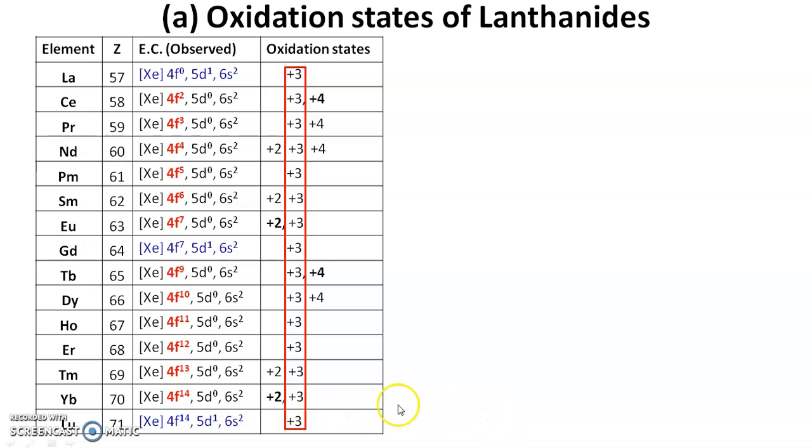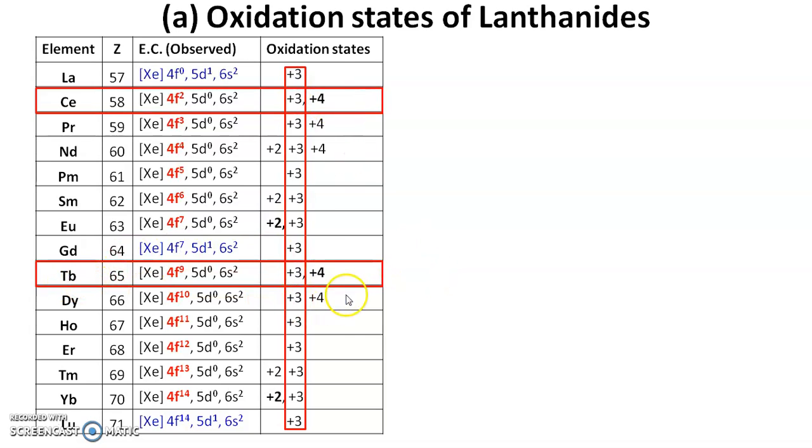Now in addition to +3, some lanthanides show stable +4 and +2 oxidation states. For example, cerium shows +4 oxidation state as a stable oxidation state. The reason for this is when cerium loses 2 electrons from the 6s orbital and 2 electrons from the 4f orbital, then its configuration will be 4f0, 5d0, 6s0. That is, it acquires the xenon gas configuration. That configuration is highly stable, and therefore cerium has +4 oxidation state.